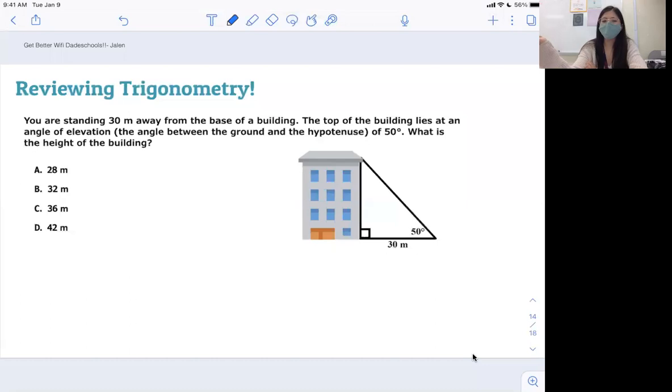I want you guys to try this one on your own. Take 3 minutes after you do this problem. You can use the bathroom. Go ahead. 3 minutes.